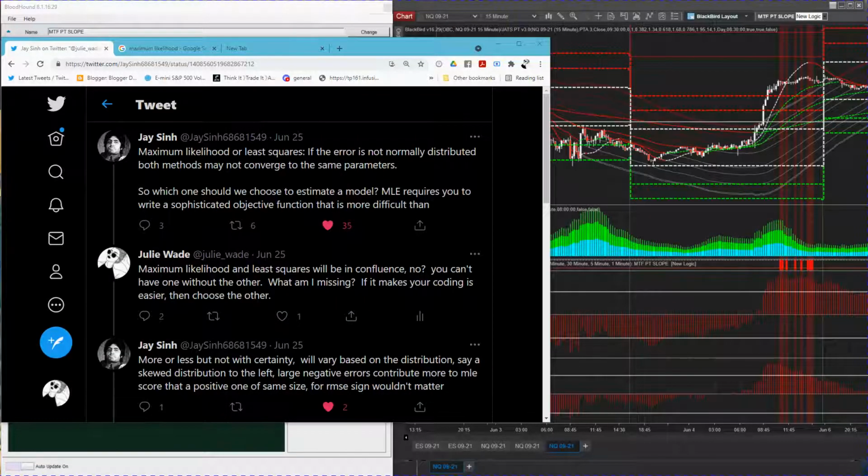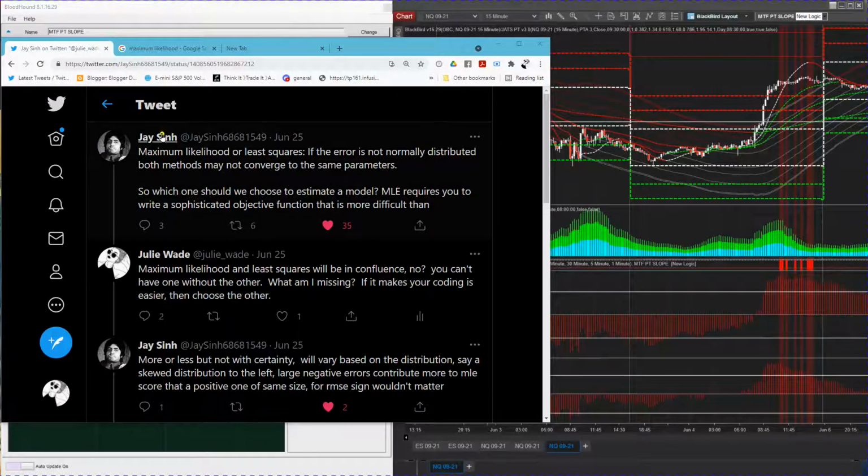Hey guys, just a quick conversation. Today I want to mention something that came up just yesterday in Twitter world. Jace asked this question about maximum likelihood or least squares. If the error is not normally distributed, those methods may not converge to the same parameters. So which one should we choose to estimate a model?